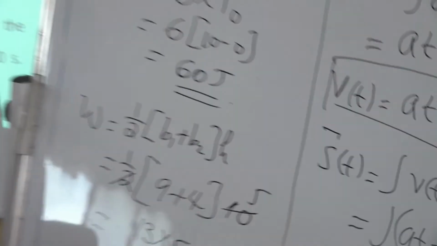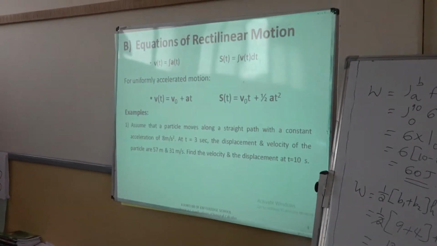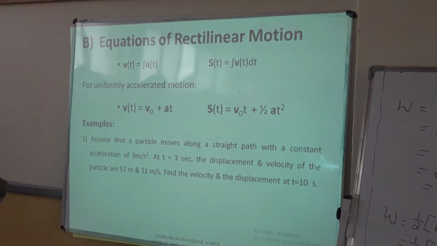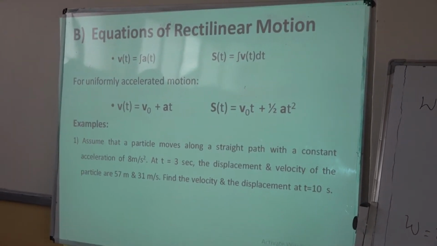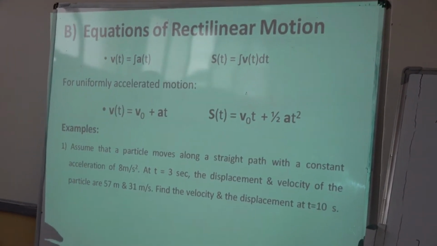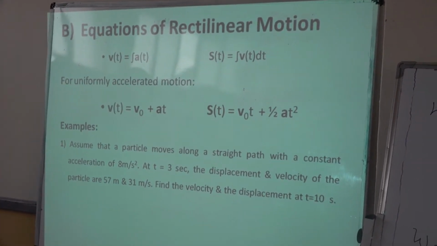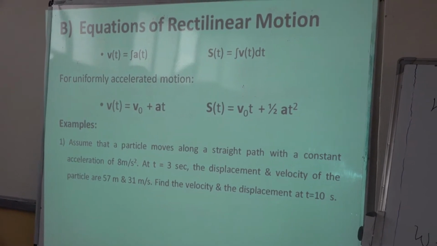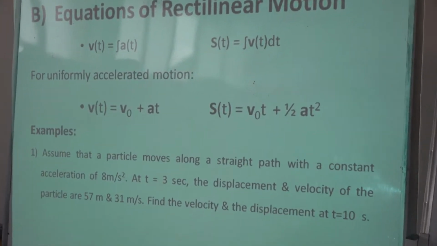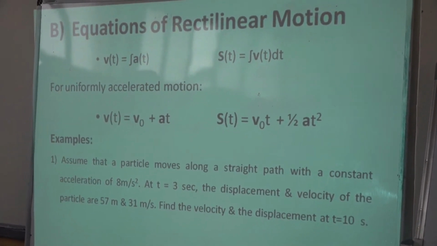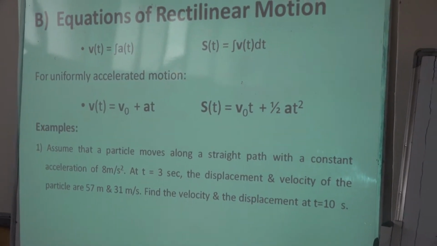Now let us see practical applications. Example 1 says, assume that a particle moves along a straight path with a constant acceleration 8 at t equals 3 seconds. The displacement and velocity of the particle are 57 meter and 31 meter per second. Find the velocity and the displacement at t equals 10 seconds.